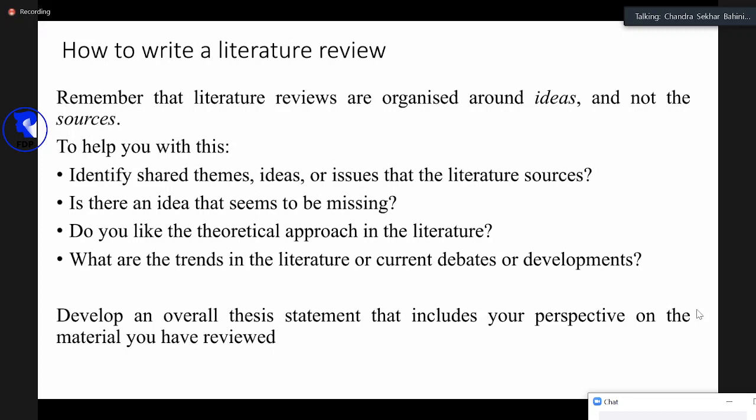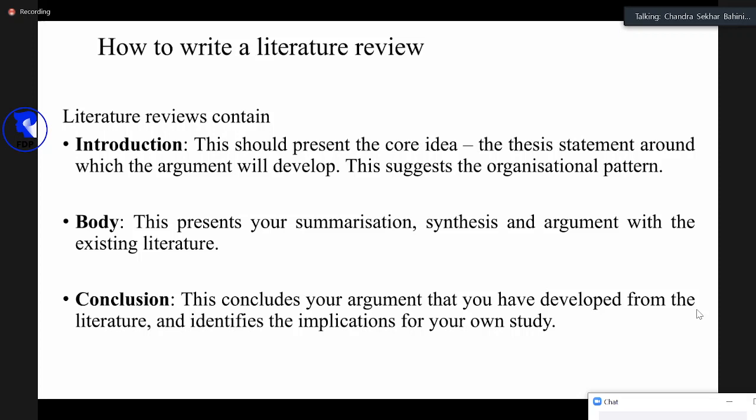Based on that, you have to develop an overall thesis statement that includes a perspective on the material you have reviewed. These are the three things considered in the literature review. One, you should have an introduction, and this should present the core idea. What is your core idea? What is your research question? What argument do you want to bring here? The thesis statement around which the argument will develop. Basically, what is your core idea or argument?